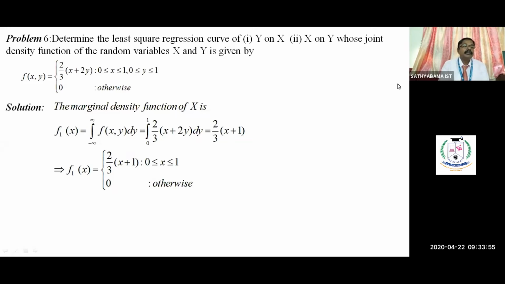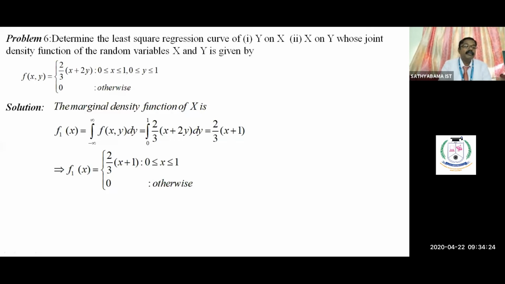Otherwise, this distribution is 0. Elsewhere, outside the region, we say that f of xy is 0. The marginal density function of x is defined as f1 of x equal to the integral from minus infinity to infinity of f of xy dy. Marginal density function of x means we integrate with respect to y. That is the third line of the equation, f of xy dy.